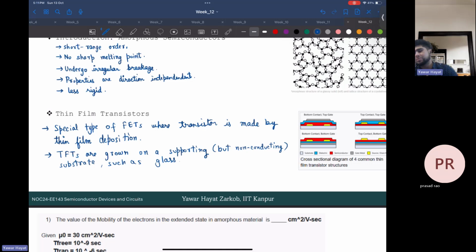What is the substrate in the conventional bulk MOSFETs? Anyone? What is the substrate in our conventional MOSFETs? Please type in the chat. We're supposed to know this, right? I said that the thin film transistors are grown on a supporting substrate such as glass here. But what is the substrate in our conventional bulk MOSFETs? It is silicon, right? I mean, the substrate is a silicon wafer, right?